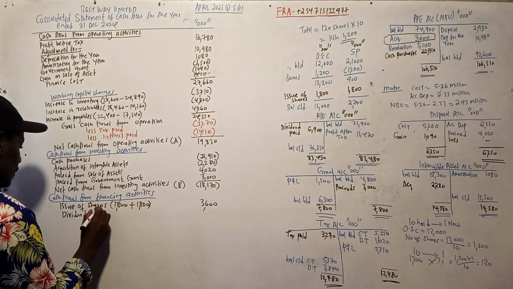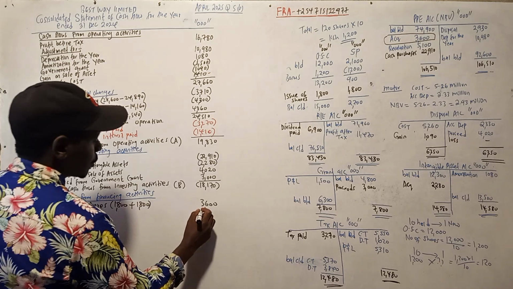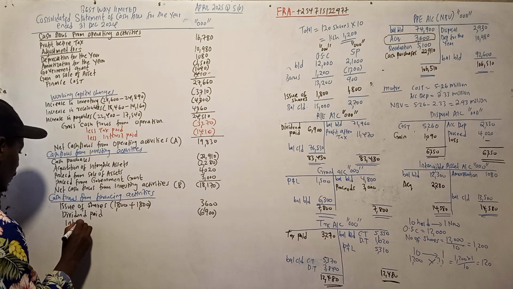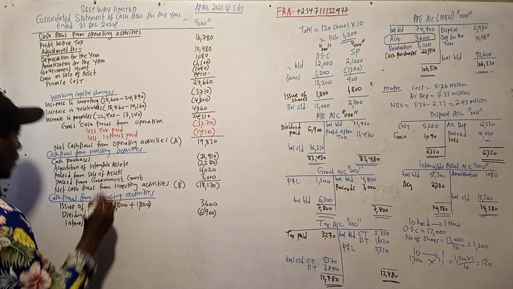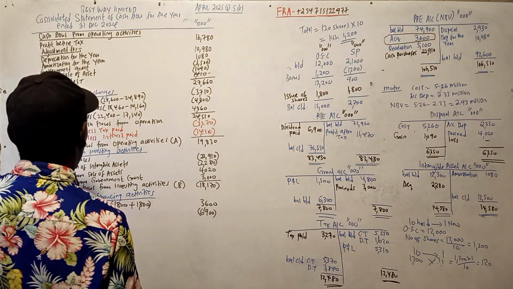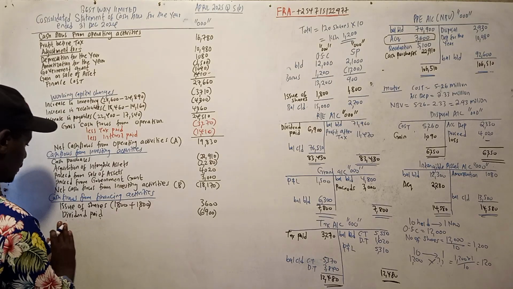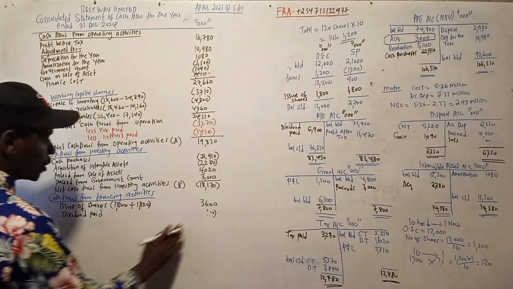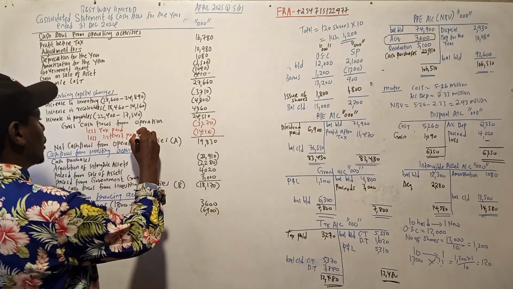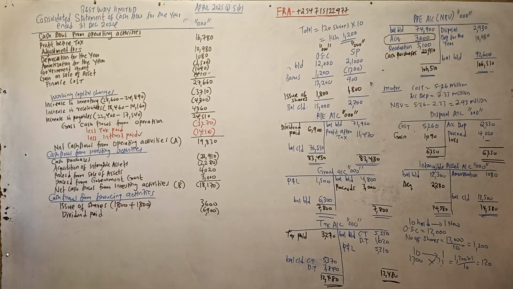Dividend paid was 6,900. We also have interest paid, which is 1410. Sorry, after I look at this one, because the interest we have already put up there. So we have already put the interest paid there. So no need to repeat it. You don't have to repeat it again.